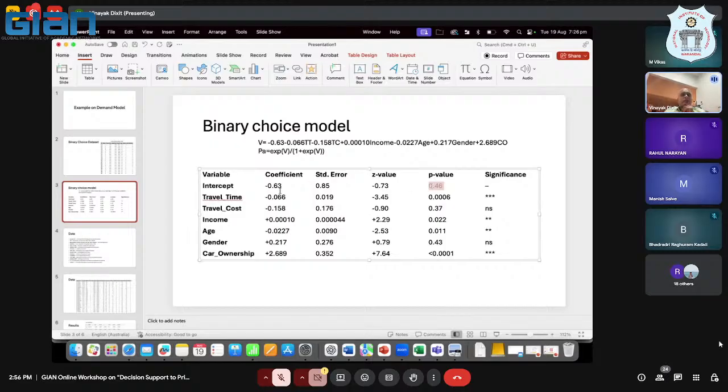So this intercept is not an important variable which will tell you what is really happening, but travel time is. Travel cost, oh no, travel cost is also not significant actually, 0.37. Income is significant. Age is also significant, but gender is insignificant, and car ownership is significant. So this is how we would interpret this from a modeling standpoint.